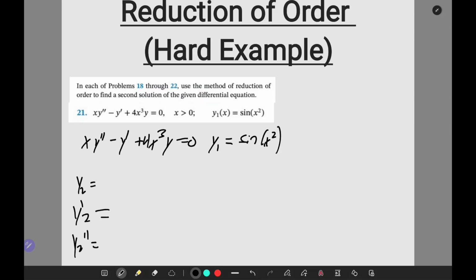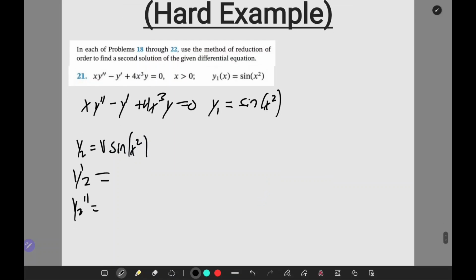So now, right here, we go right to y2. y2, remember, is just v times y1. So v times sine of x squared. Now we take the first derivative of that. If we do the product rule, we would have v prime sine of x squared, and by now you should be very familiar with the product rule, hopefully, plus 2x v cosine of x squared.